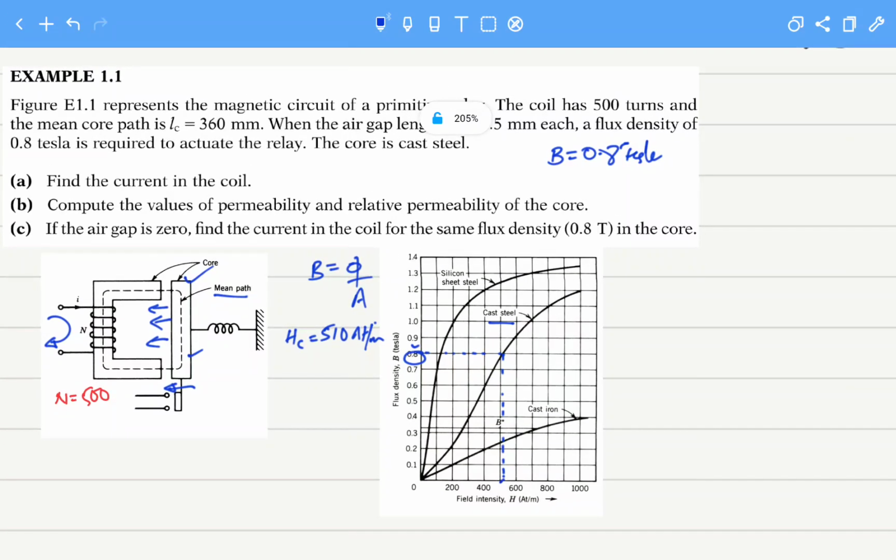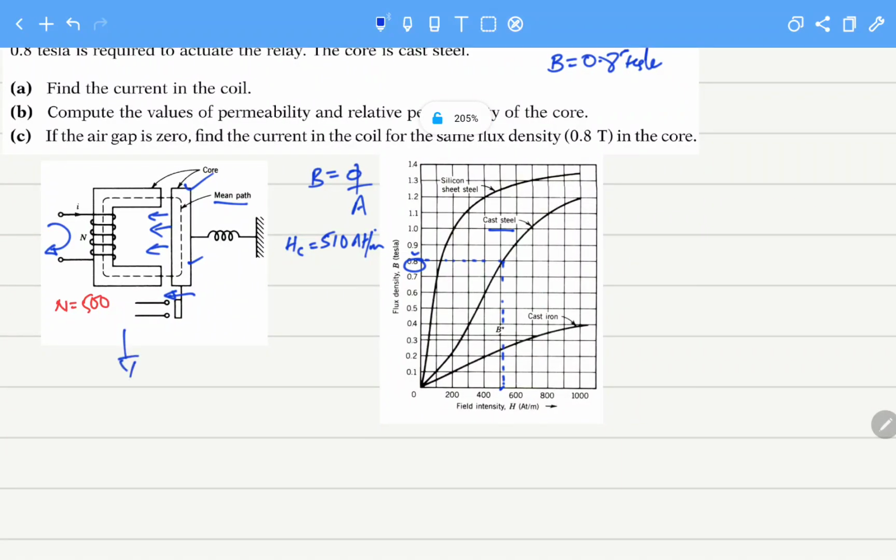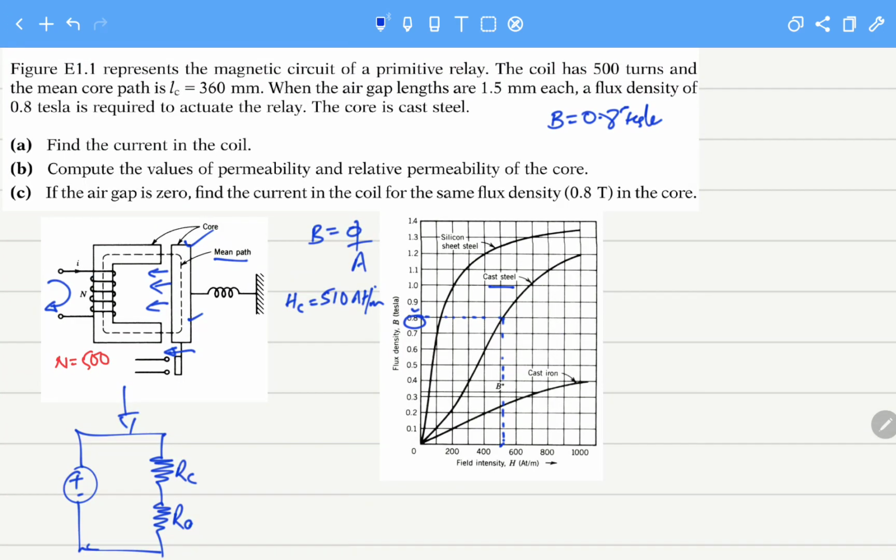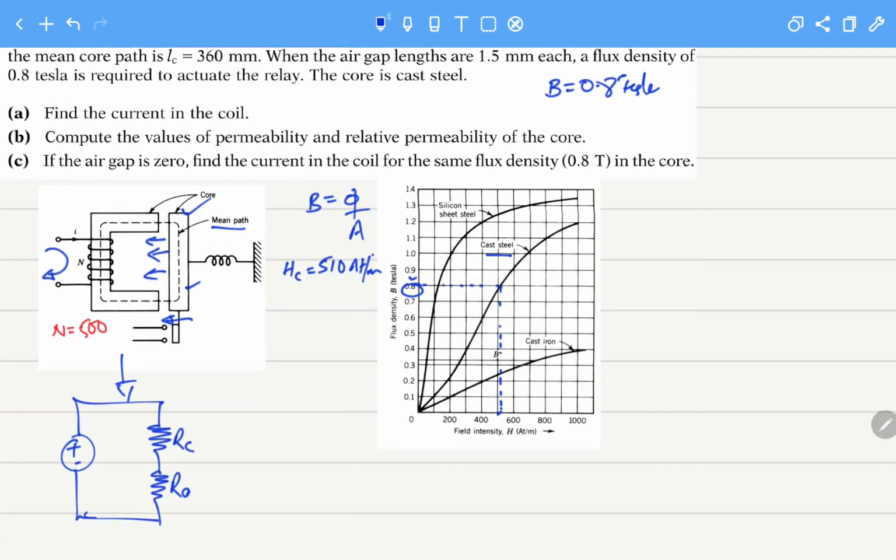Okay. Now let's make an equivalent circuit for our core. We can see that we have a source. Then there is a reluctance of the cast steel core. Then we have two air gaps. We assume that we combine the effect of these two air gaps into one reluctance. The length of one air gap is 1.5 millimeter, so for the two air gaps it is 2 into 1.5 millimeter. We are combining the two air gaps into one reluctance.